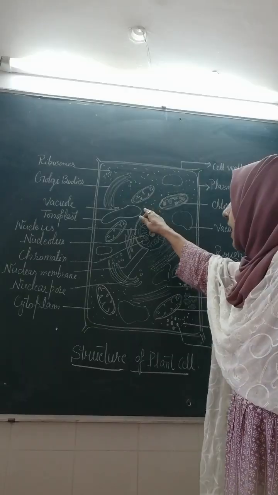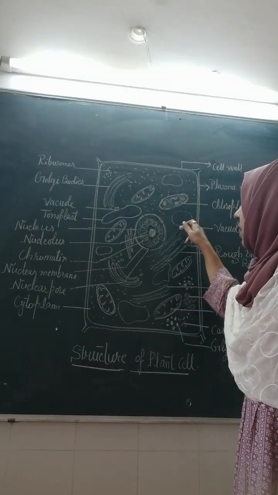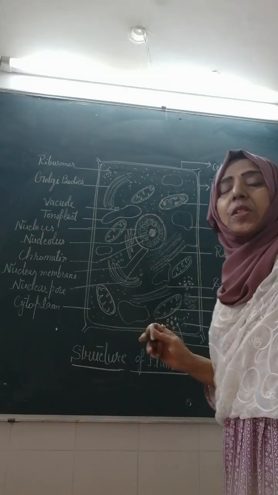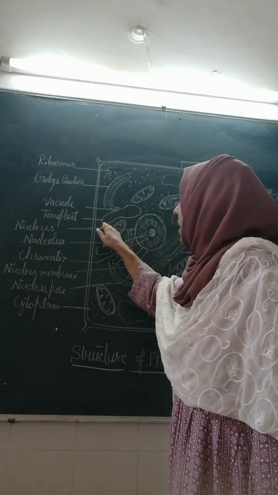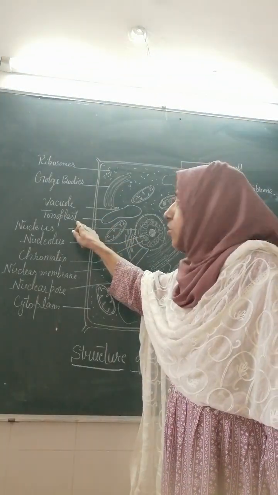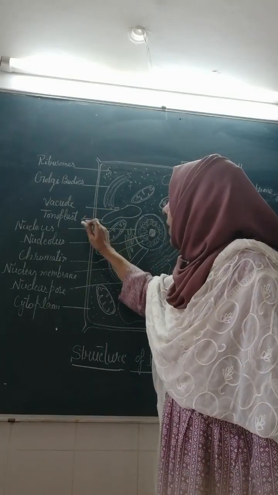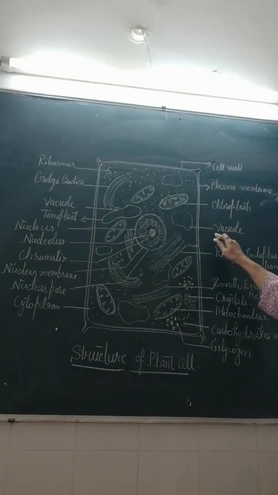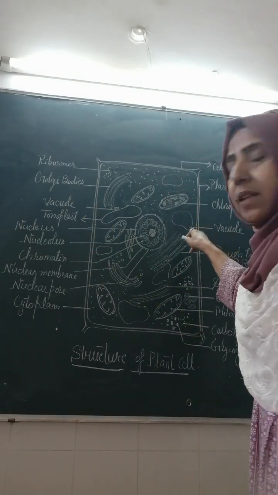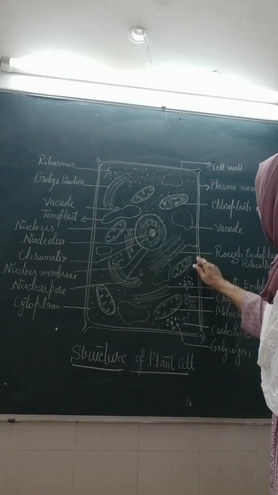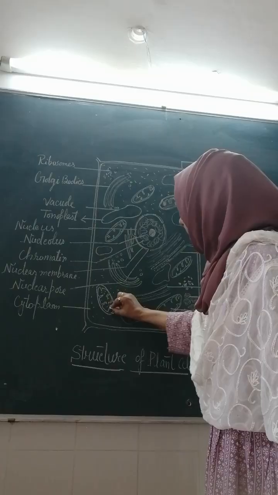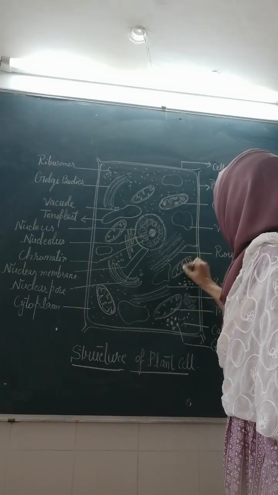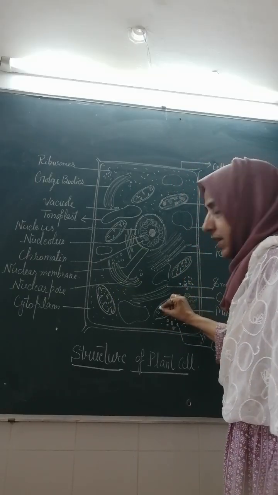Besides this, the plant cell has large vacuoles which help in transport of materials. This is surrounded by a membrane which is called the tonoplast. And after this we will discuss another cell organelle, that is mitochondria. These are the different mitochondria which are present in this plant cell.